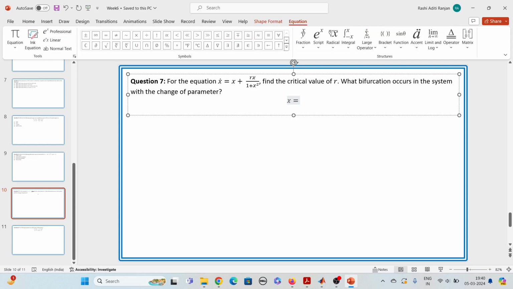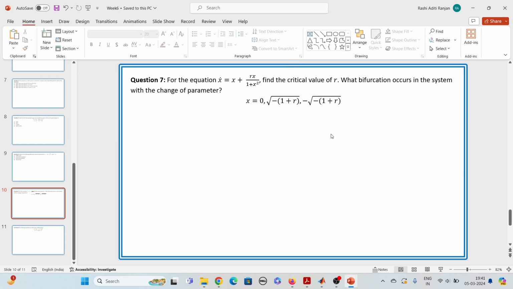Your x will be equal to 0, and then you're going to have plus minus, you'll have minus of, what? You have minus of 1 plus r, and then one more, let us copy it from here. So these are your three fixed points.